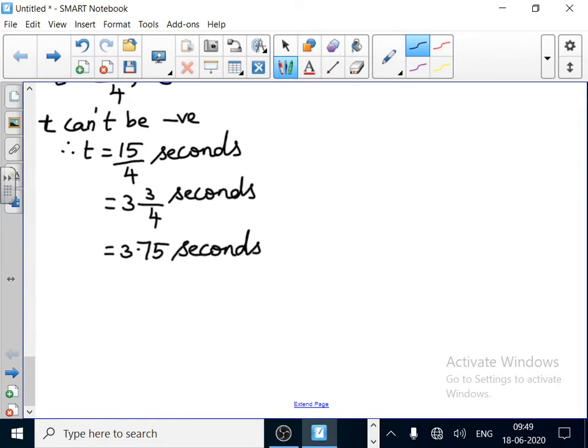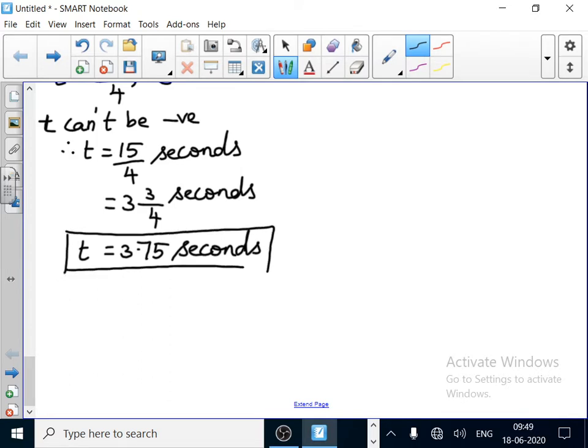Here you cannot multiply by 60, because the smallest unit is seconds. Only if hours or minutes were given could you do that. So you can write it in decimal as 3.75. So t equal to 3.75 seconds.